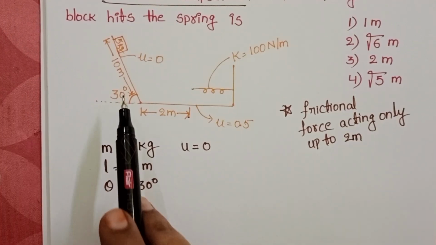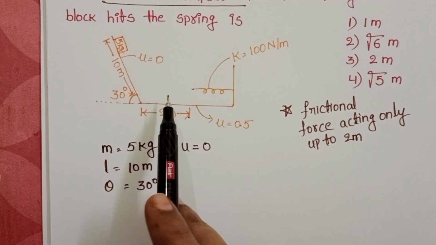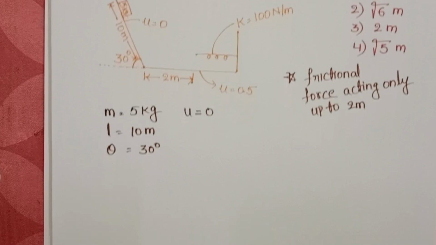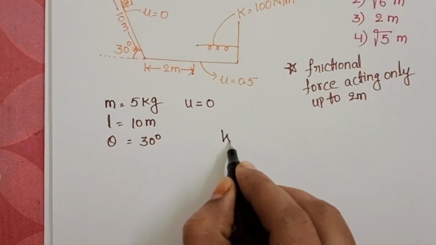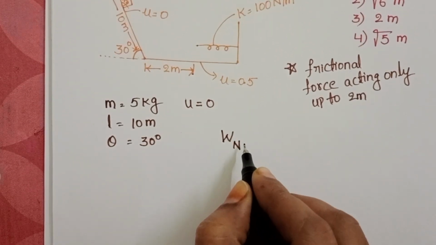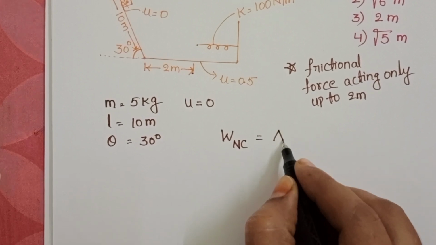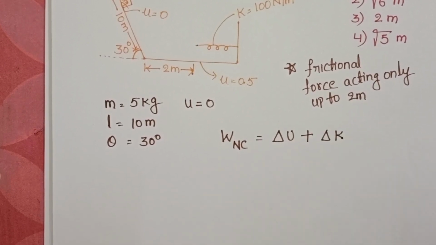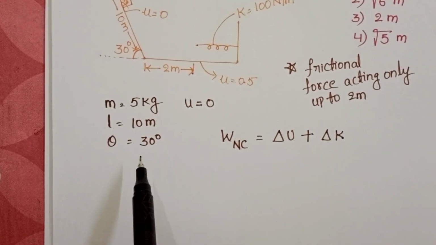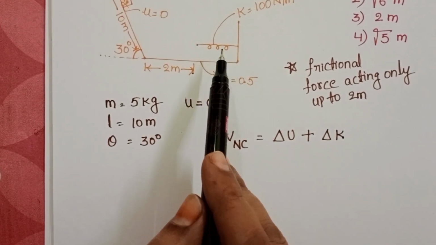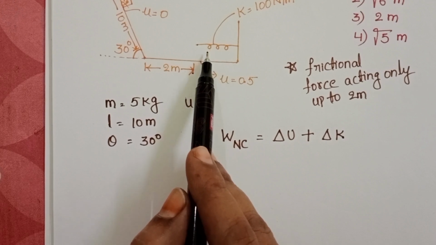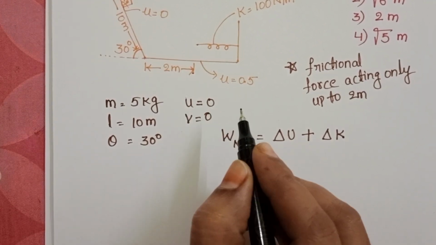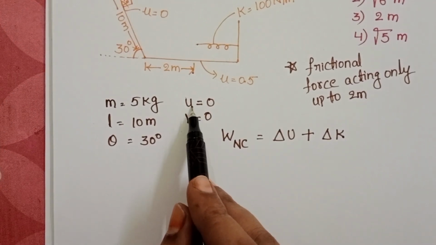To solve this question, take the work energy theorem. Here frictional force is non-conservative force. Take the formula: work done by the non-conservative force is equal to change in potential energy plus change in kinetic energy. Initially block is at rest position. After compressing this spring, again the block comes to rest position. That means final velocity also equals 0. Final velocity 0, initial velocity 0.